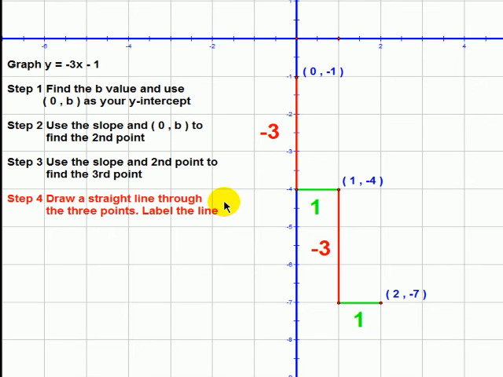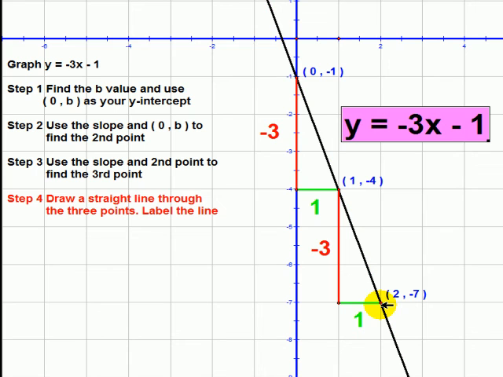Step 4, draw a straight line through the 3 points, then label the line. So, starting at 0, negative 1, 1, negative 4, and 2, negative 7, draw a straight line between these 3 points, like so. Once this is done, label your line as y equals negative 3x minus 1.